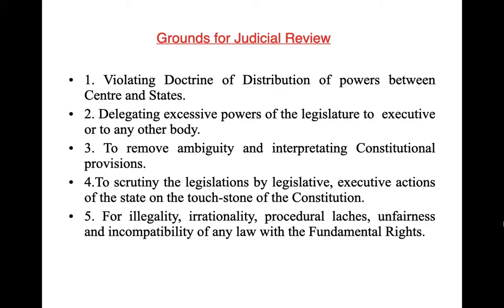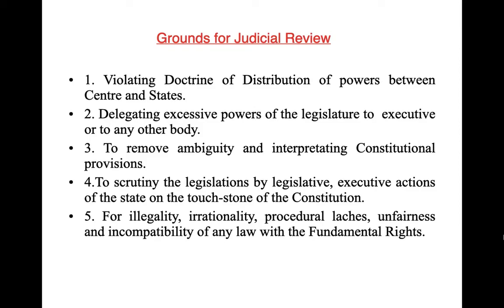Through judicial review, the judiciary shall interfere in the following circumstances. Number 1, for violation of provisions of the Constitution by the state. Second, for violation of the doctrine of distribution of powers. Under our Constitution, powers are distributed between the center and the states. If the center encroaches on any powers of the state or vice versa, then the judiciary can interfere.